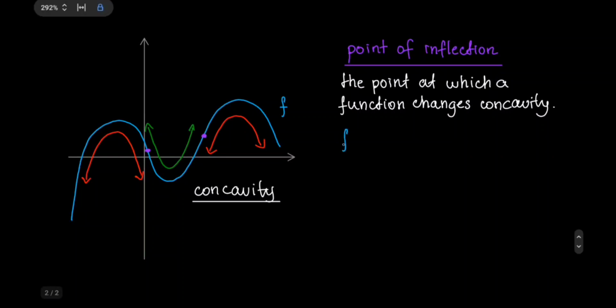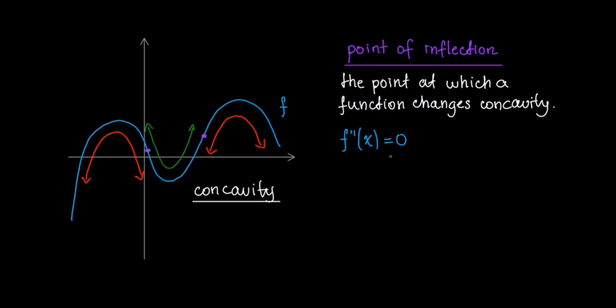We first find the second derivative of the function. We then equate it to 0 and then solve for x's. And these x's would be the x-coordinates of our points of inflection. And naturally, if you want to find its corresponding y-coordinate, all you do is plug it into the original f of x function.